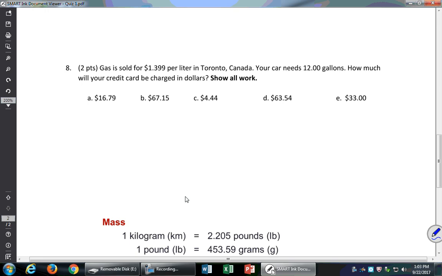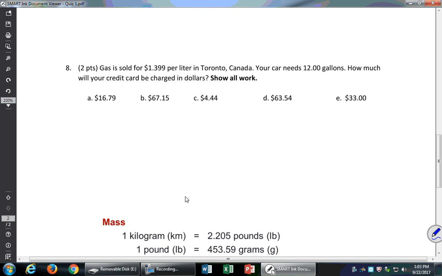And this last one, we're also looking at just a word problem. Here we have gas, and we're told the price. Now, this is giving us a relationship. This tells me that for every liter, whatever that is, I put in my car, I'm going to pay $1.399. That's my relationship. That's specific for that gas station in that place in Canada.